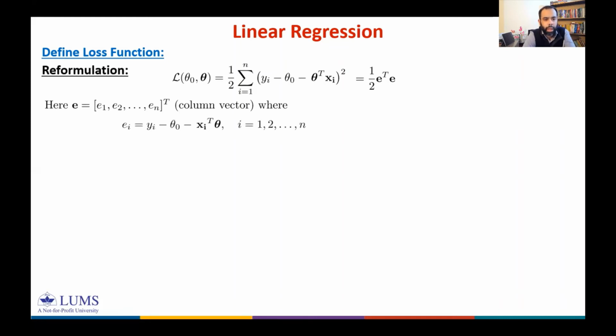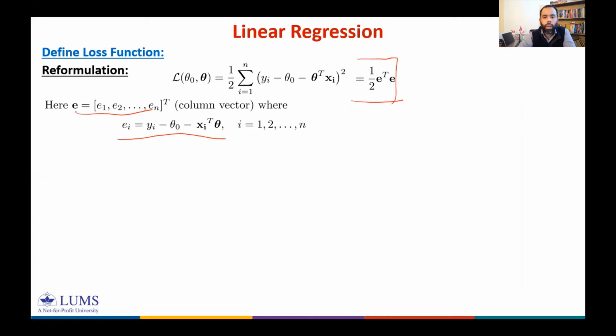And where each e_i is y_i minus theta naught minus x_i transpose theta, a residual error for the ith input and ith observed output, right? So I think you're fine with this. This is half E transpose E, where each entry of this E vector is given by this. So it's a vector of the residual errors.